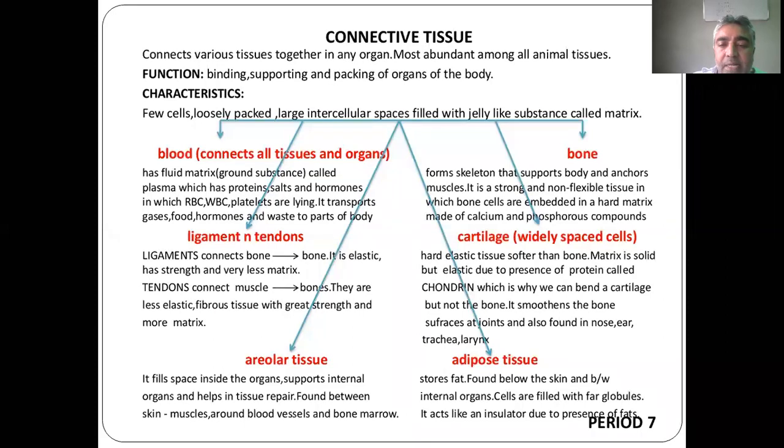Bone forms the skeleton that supports the body and anchors the muscles. It is a strong and non-flexible tissue in which bone cells are embedded in a hard matrix made of calcium and phosphorus compounds. Then another one is cartilage, a hard elastic tissue.